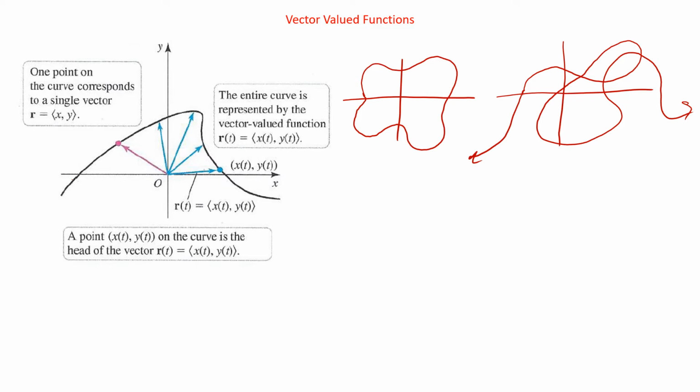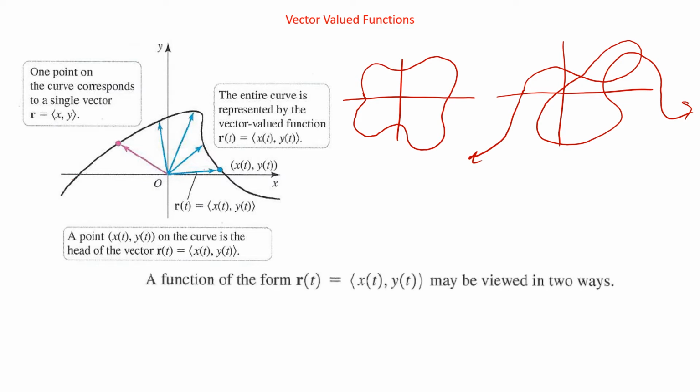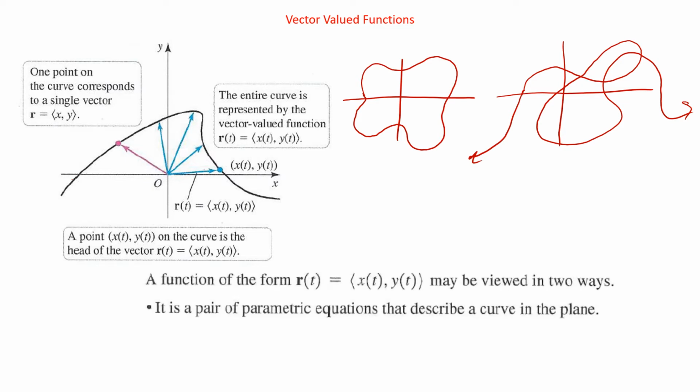So as we're looking at these vector functions, there's really two ways we can be looking at them. The first way is as a parametric equation, because we have x of t and y of t. So we have these two equations that are just going in to form a vector. So we can think of it as that.